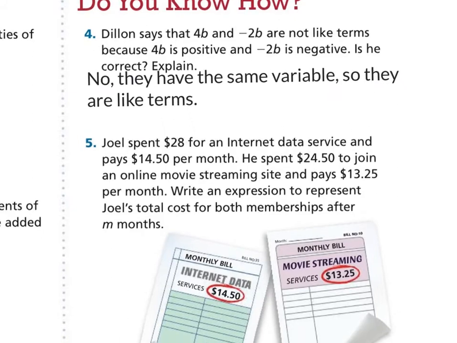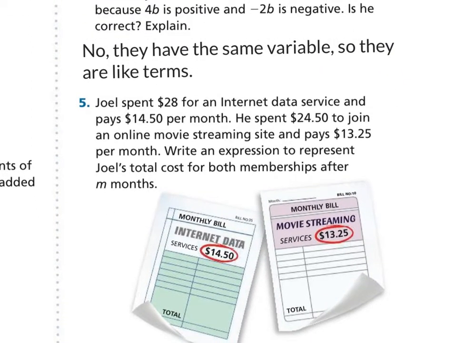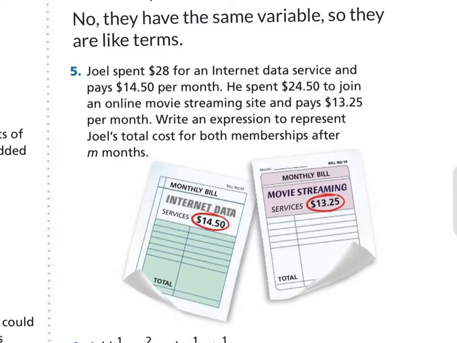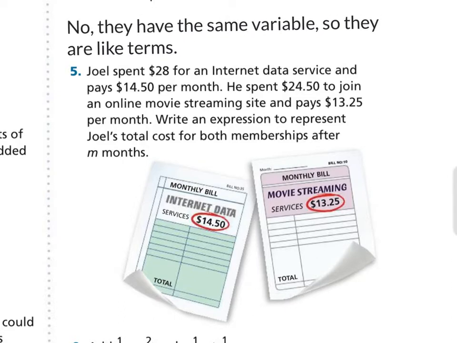Number 5, Joel spent $28 for an internet data service and pays $14.50 per month. He spent $24.50 to join an online movie streaming site and pays $13.25 per month. Write an expression to represent Joel's total cost for both memberships after M months. So we look at this one. We can look at kind of two different parts here.